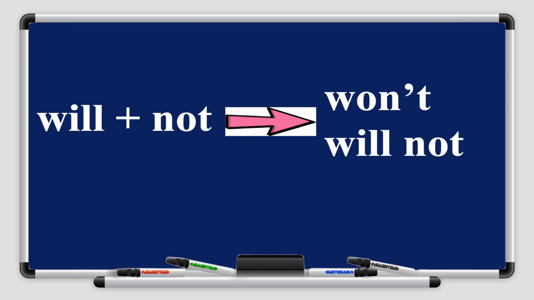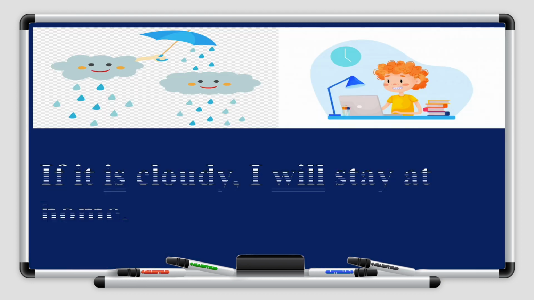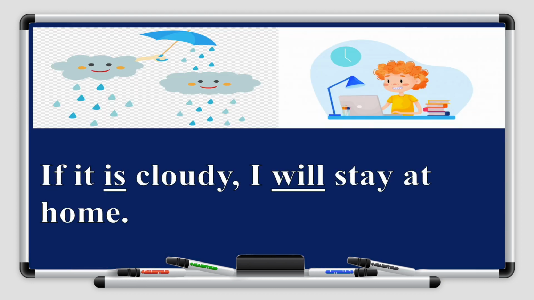Now let me give you another example. If you don't hurry, you will miss the train. Now, if the subject is singular, we use doesn't, except for you and I. And here we have you, and that's why we're going to use don't. Don't hurry. You will miss the train. As you can see, we only change the first part of the sentence into negative. If it's cloudy, I will stay at home. This is an affirmative sentence.